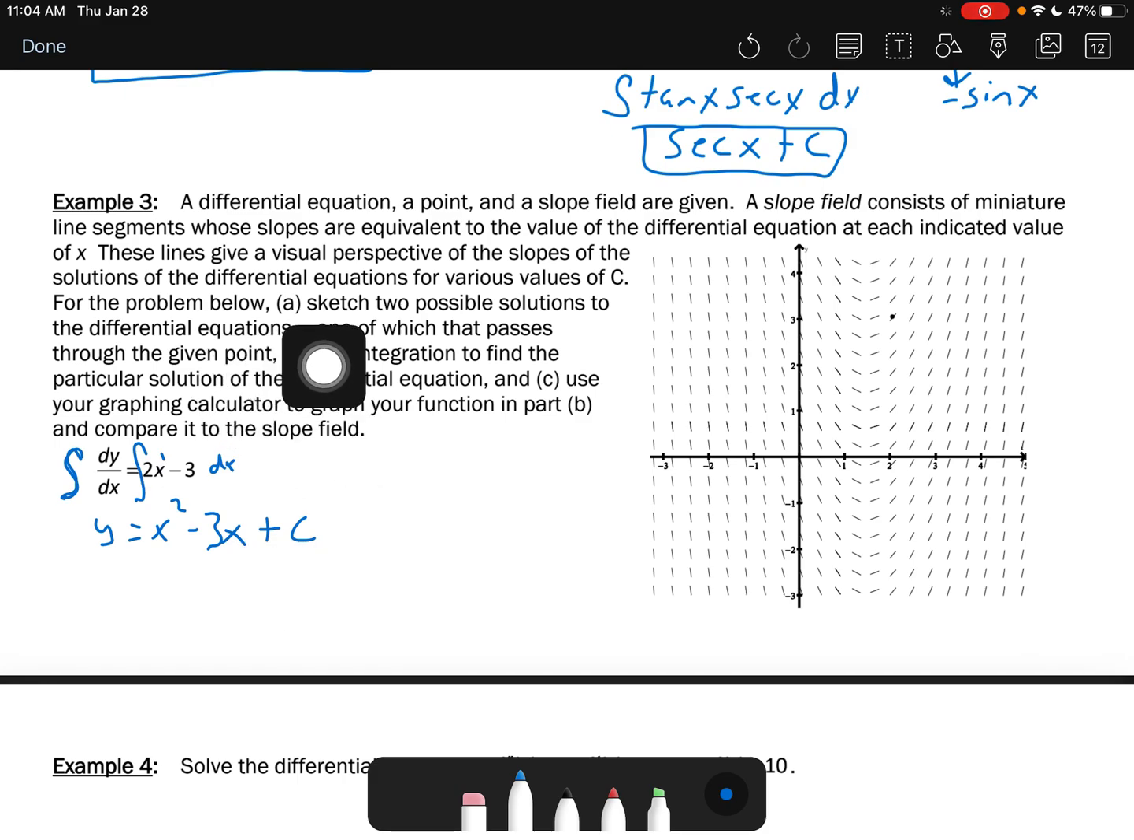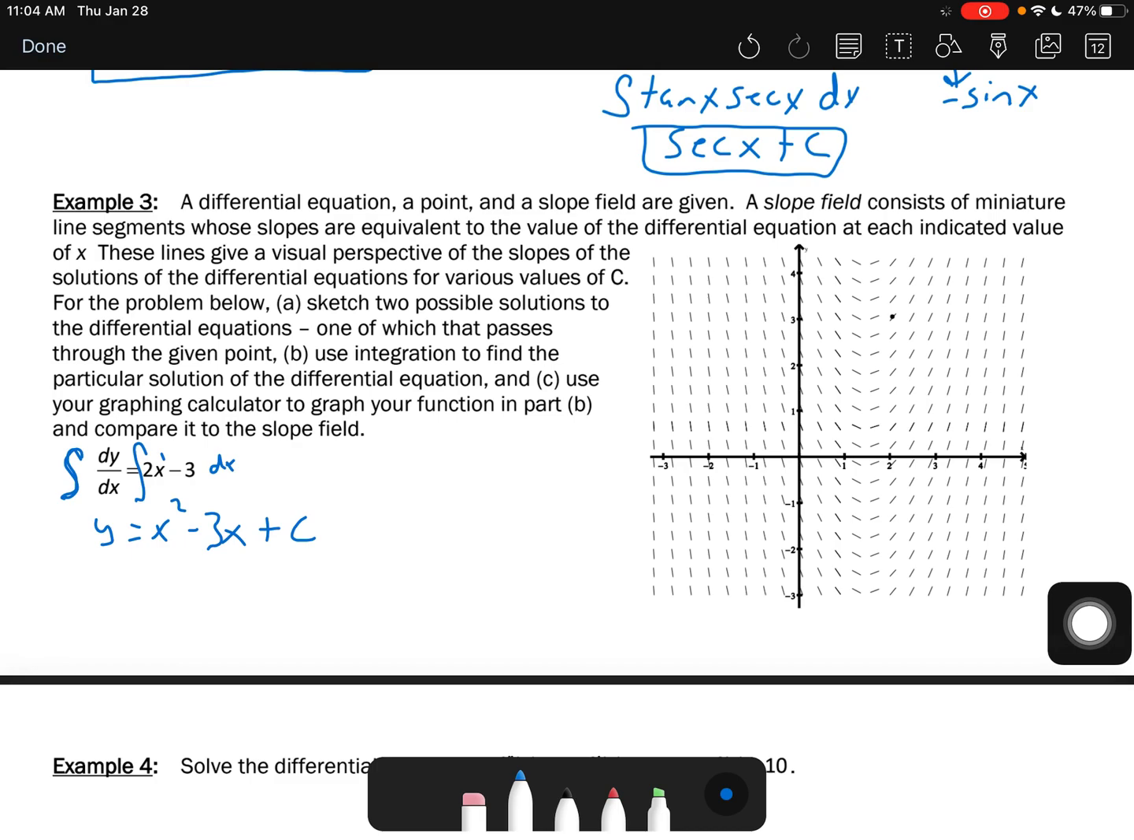So what they asked me to do for part A: sketch 2 possible solutions to the differential equation, one of which passes through the given point, that point right there, and then another one we'll just sketch. Then it says use integration to find the particular solution. When they say particular solution, they mean exactly what is the equation, and we have to find the c based on this point right here.